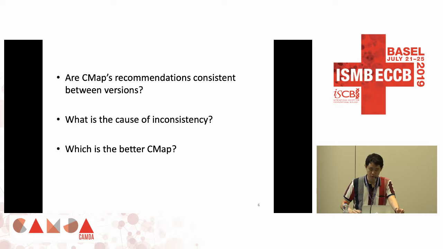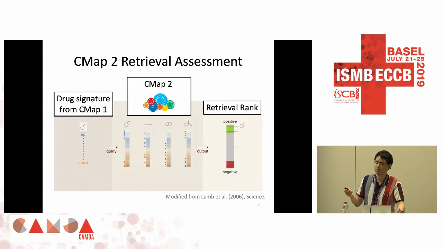For the first question, one of the tests could be considered a retrieval assessment. Say we have a signature that is derived from the data from CMAP 1, in this case, let's say it's cisplatin. If we take that signature and query CMAP 2, making the assumption that the data between CMAP 1 and CMAP 2 are very similar, we would expect that CMAP 2 would say its own cisplatin profile is very similar to that of CMAP 1's cisplatin, and it will rank cisplatin right on top, saying that it's the most relevant or the most similar drug. Now, if that is not the case, then clearly there are some differences inside the data.